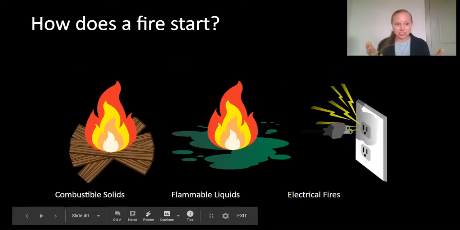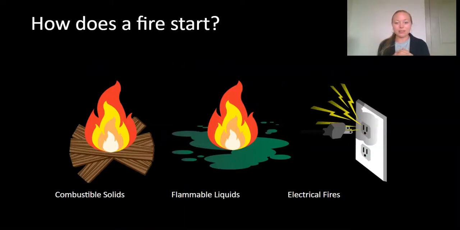So how does a fire start? Let's talk a little bit about this. There are different types of fires, and these are only a few. There are combustible solids, flammable liquids, and electrical fires. Let's talk a little bit more about these big words.